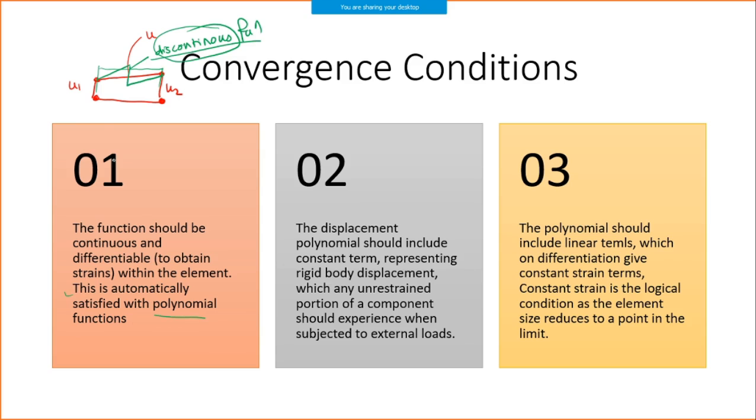Whatever boundary conditions you're going to apply should be satisfied with the polynomial function. So the second convergence criterion: the displacement polynomial should include a constant term. So how will this constant term help?